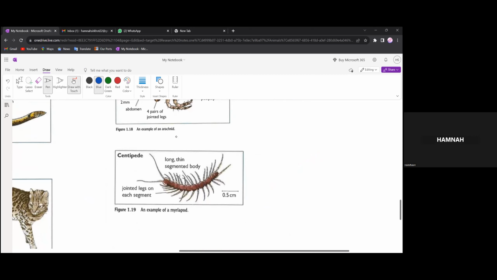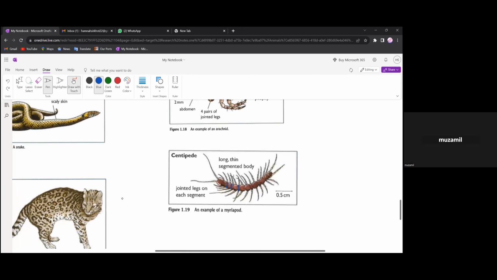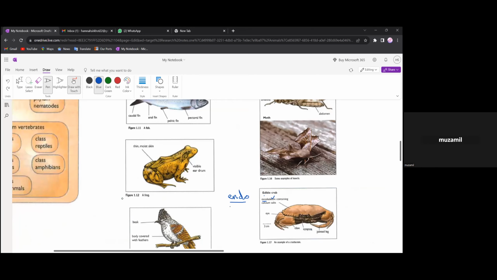And then we have centipedes. A centipede has so many segments. Look, this is a segment, and then this is a segment, and then this is a segment, and every segment has jointed legs. Each segment has its own jointed legs. Okay, yes, you have a question?